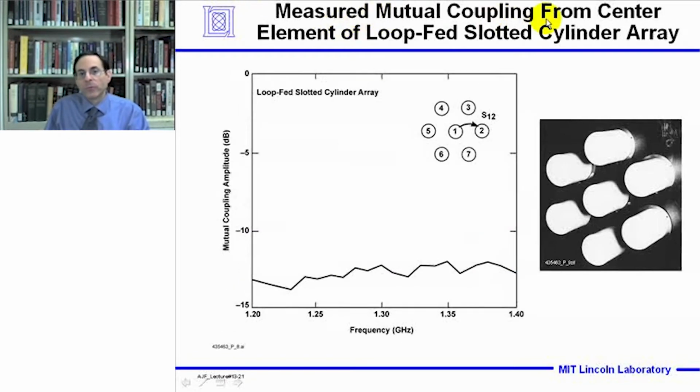So this slide shows the measured mutual coupling from the center element of the loop-fed slotted cylinder hexagonal array. It's a measurement of S12 from element 1 to 2 in the array. And so the measured mutual coupling amplitude is in the range of about minus 12 to minus 14 dB.